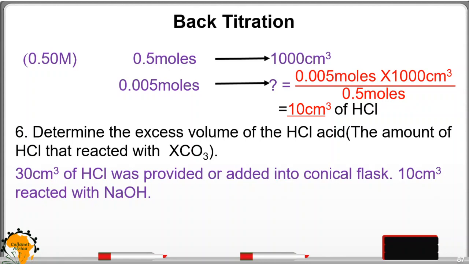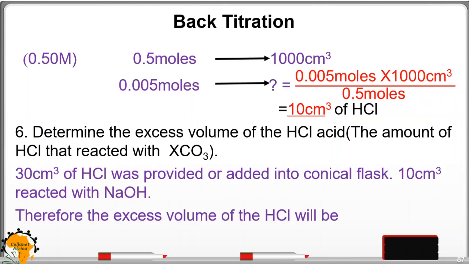We start with sodium hydroxide instead of starting with the X carbonate, which reacted with the first portion of the HCl. So therefore, the excess will be 30 minus 10 to get 20 centimeters cubed. This is the volume of the acid that reacted with the X carbonate. We proceed.